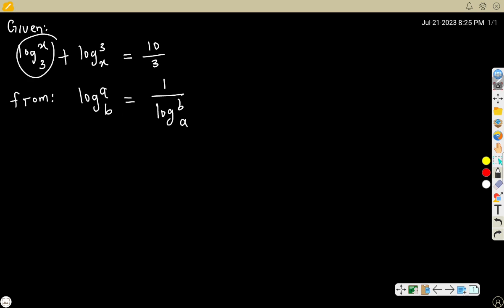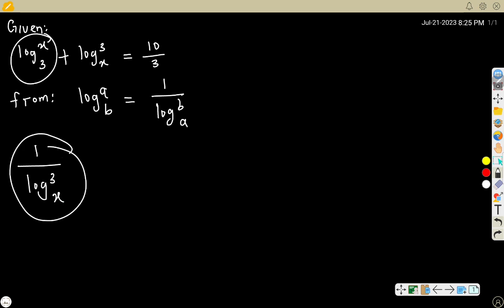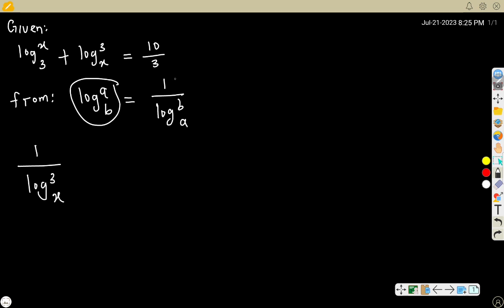So that means I can change any of these. Using change of base, if it is the first one, I'll have 1 over log 3 base x. That means log x base 3 is the same thing as 1 over log 3 base x, just like log a base b is equal to 1 over log b base a. That is change of base.